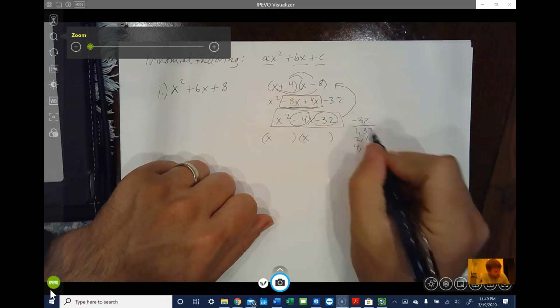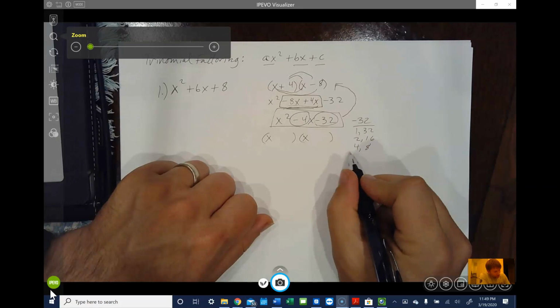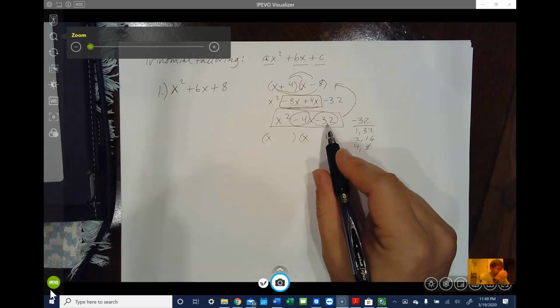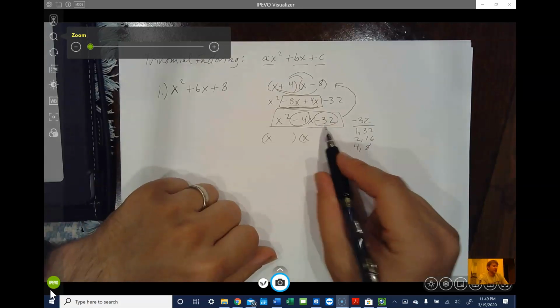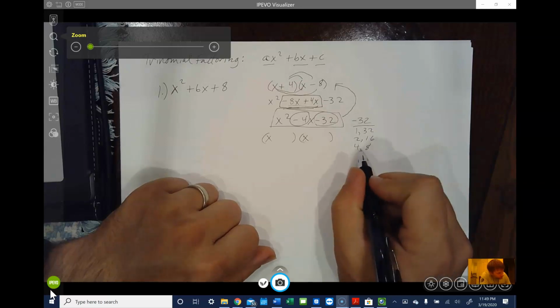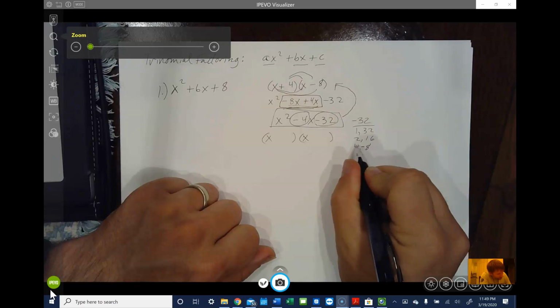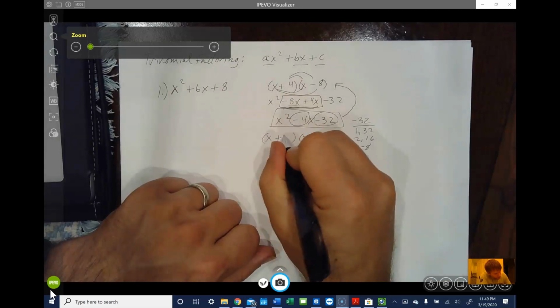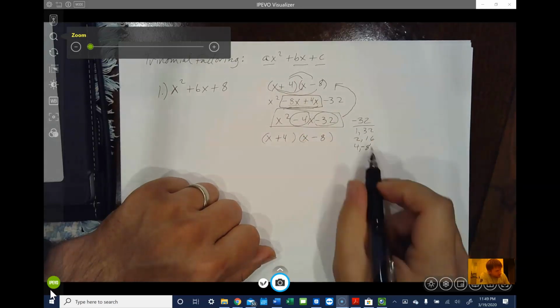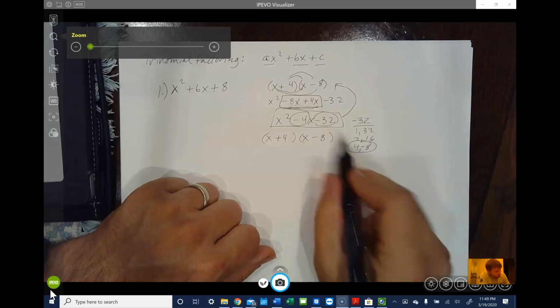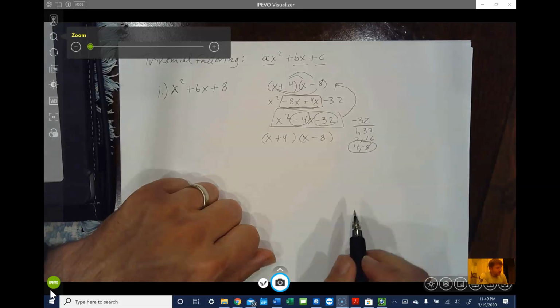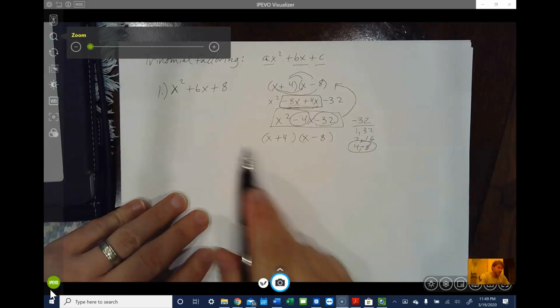Since it's a negative 32, one of these has got to be negative and one of them has got to be positive in order to multiply to get negative 32. So to add to get negative 4, if I make the 8 negative and the 4 positive, plus 4 minus 8, then that will multiply to get negative 32 and add to get negative 4. So let's take that skill back to this one.